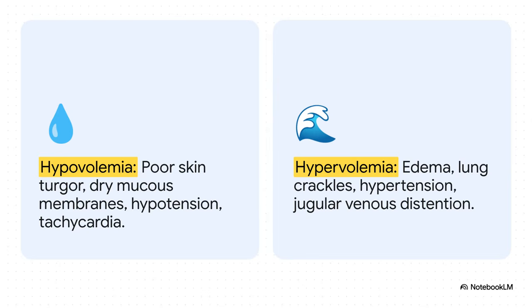The fluid status. The NCLEX is going to paint a picture for you with its questions, so you need to look for the clues. For fluid deficit or hypovolemia, you're looking for all those classic signs of dehydration, right? Poor skin turgor, dry mouth, low blood pressure, and a fast, weak pulse. On the flip side, for fluid overload or hypervolemia, you're looking for swelling, those crackles in the lungs, high blood pressure, and those big, bulging neck veins.